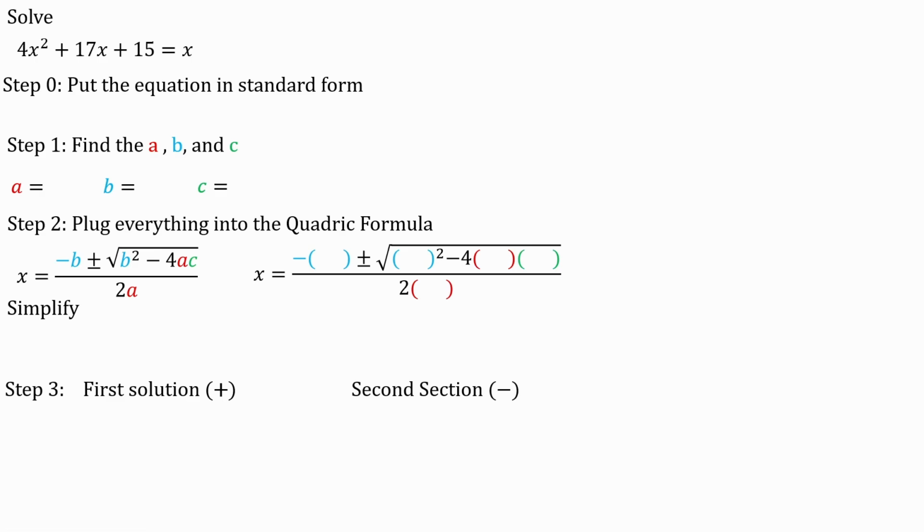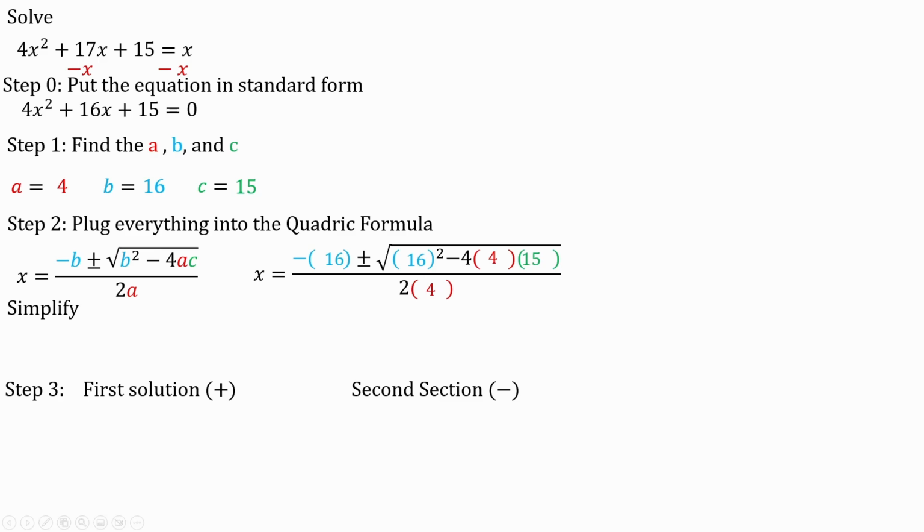This is the first one that is not equaling 0. So to get rid of that 2x, we subtract x from both sides, leaving you with 4x squared plus 16x plus 15, right? Because 17x minus x is 16x. A is 4, B is 16, C is 15. You plug this into the quadratic formula. x is equal to negative 16 plus and minus the square root of 16 squared minus 4 times 4 times 15, divided by 2 times 4.